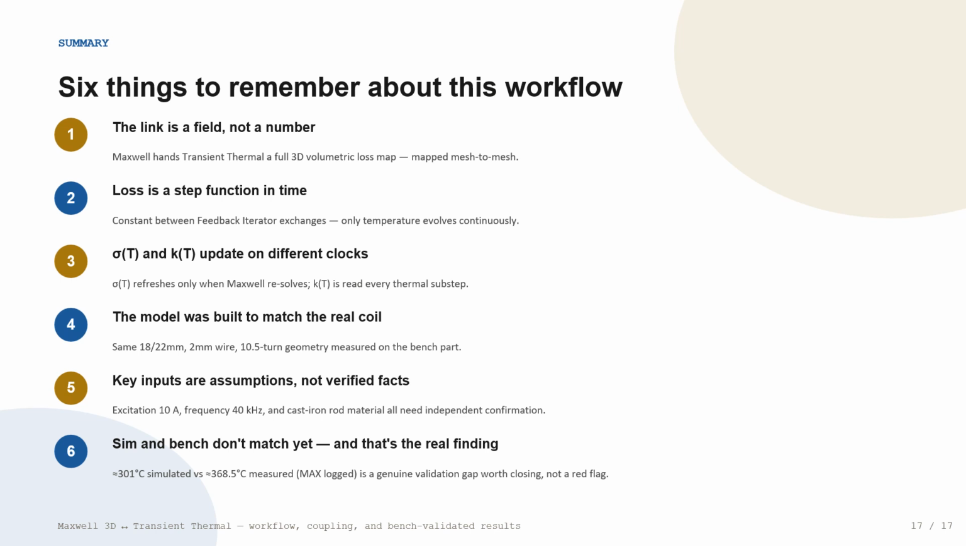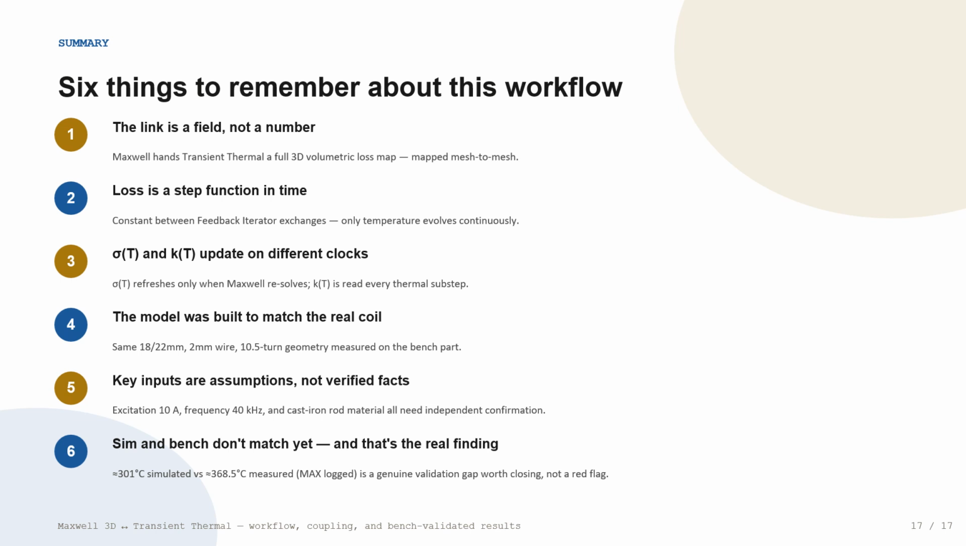4. The model was deliberately built to match a real physical coil. The same 18 by 22 mm, 2 mm wire, 10.5 turn geometry we measured on the actual bench part. 5. Several of our key inputs, 10 amps, 40 kHz, cast iron rod material, are modeling assumptions, not independently verified facts. And that distinction matters enormously when you interpret any result.